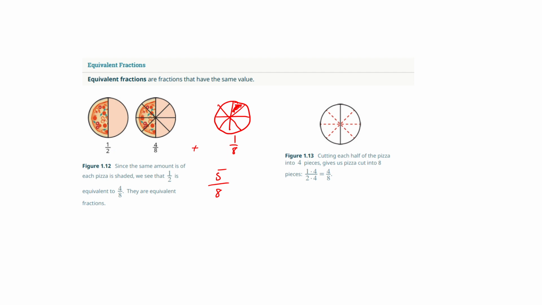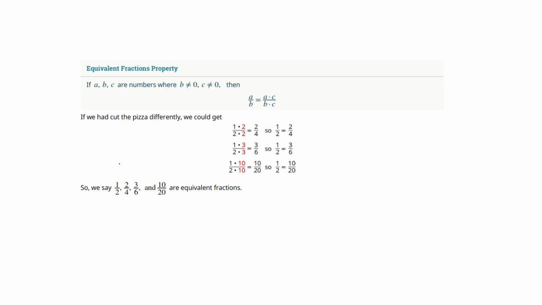Now, how did they do this? Well, you can't just turn a 2 into an 8. What you did is you multiplied that by 4 in order to turn it into 8. But if you do it to the bottom, you got to do it to the top. Hold on, let's get to it here.